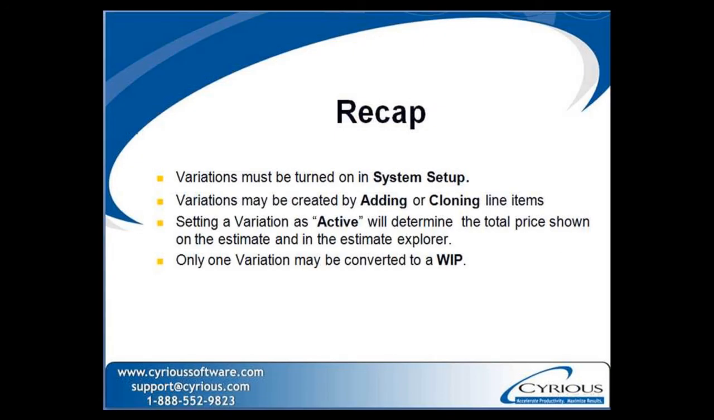In summary, it's important to note that variations must be turned on in System Setup. Variations may be created by adding or cloning line items. Setting a variation as active will determine the total price shown on the estimate and in the Estimate Explorer. And finally, only one variation may be converted to a WIP.